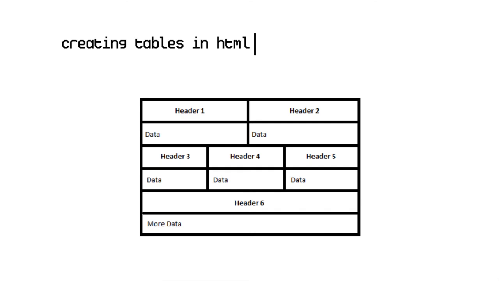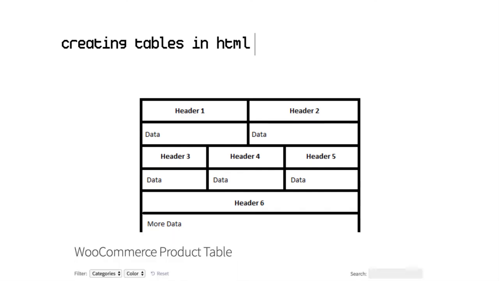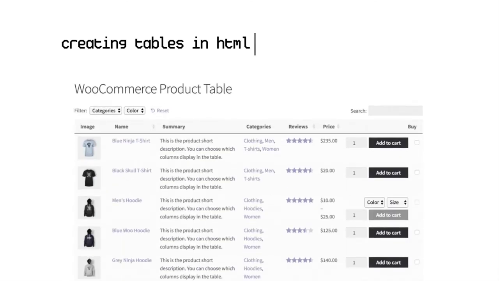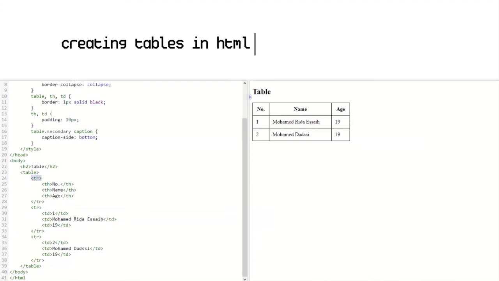HTML tables allow you to arrange data into rows and columns. They are commonly used to display tabular data like product listings, customer details, financial reports, and so on. You can create a table using the table element. Inside the table element, you can use the tr element to create rows, and to create columns inside the row you can use td elements. You can also define a cell as a header for a group of table cells using the th element.